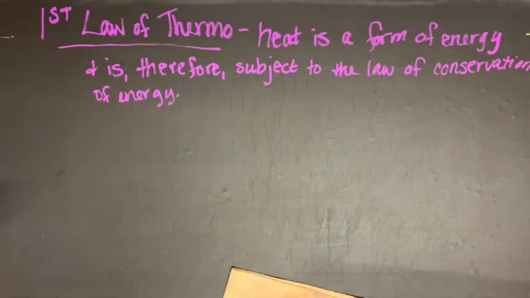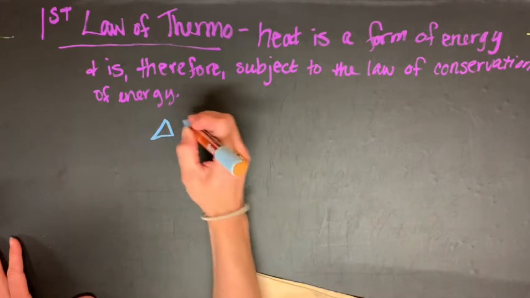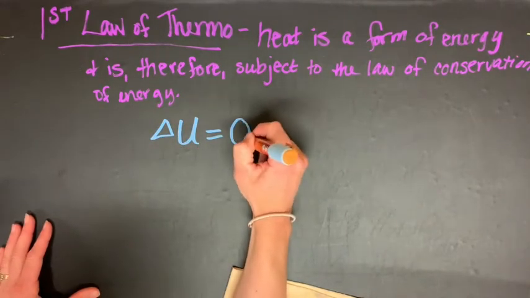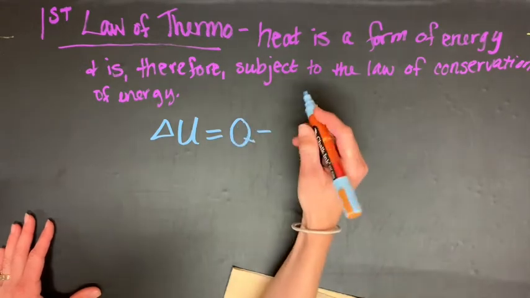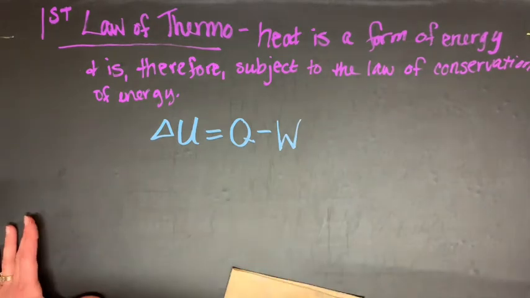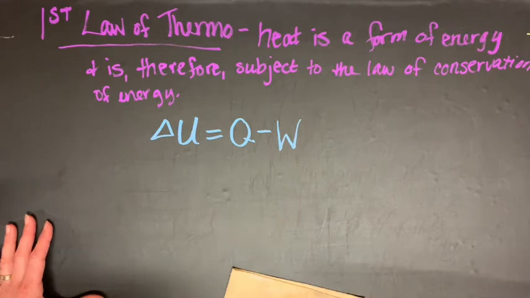This brings us to the first law of thermodynamics. Heat is a form of energy and is therefore subject to the law of conservation of energy. And we're going to use this in equation form: our change in internal energy is equal to the heat transferred in, subtract the work done by the system.